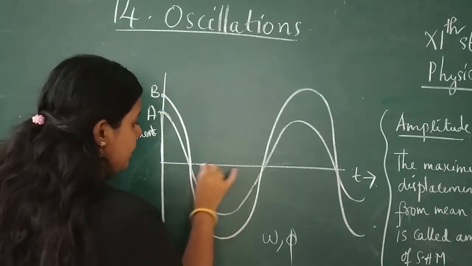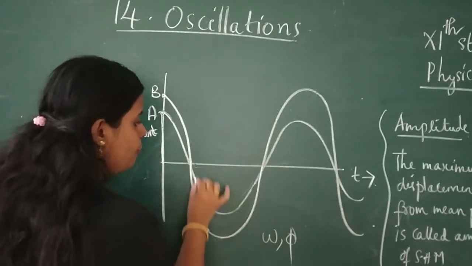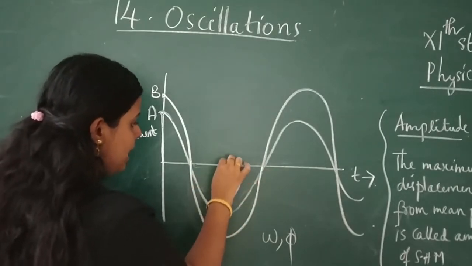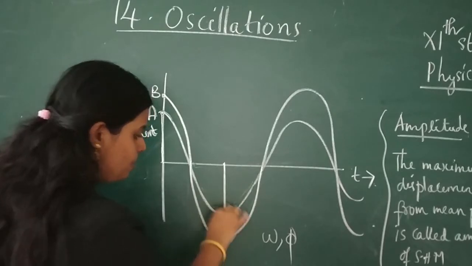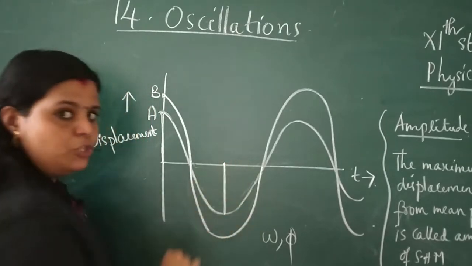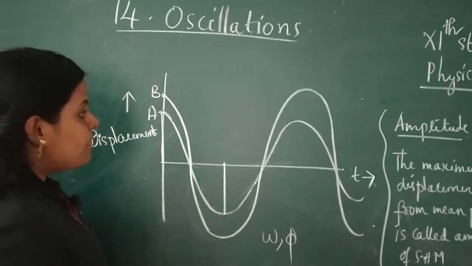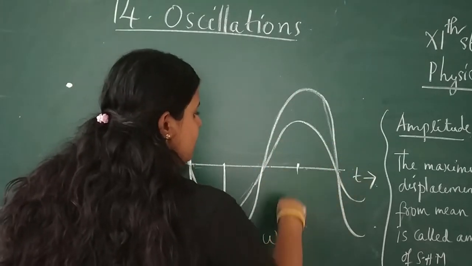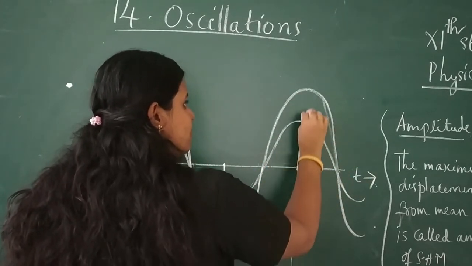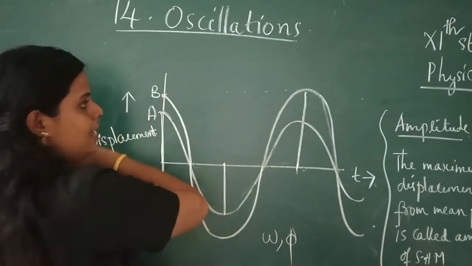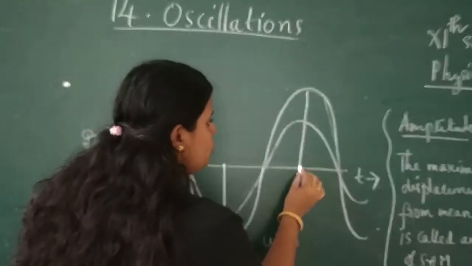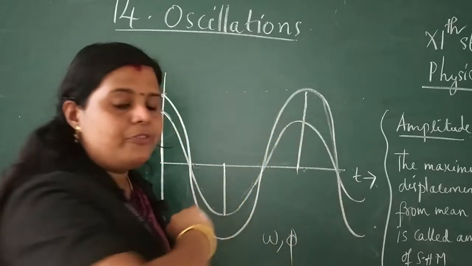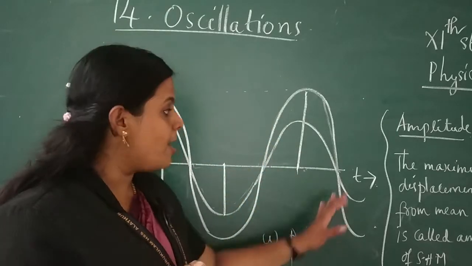Clear? In this half wave, this is the mean position and this is the displacement from the mean position. So this is the amplitude, but it is negative. Clear? And in the case of this half wave, this is the mean position and this is the maximum displacement corresponding to the point B. So amplitude is the maximum displacement from the mean position. Hope you understood this.